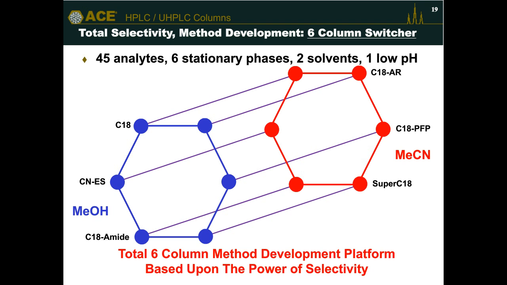So we actually have a 6-column, 2 solvent, normally 1 low acidic pH screen as our standard platform for all method development that we do. And this is our standard approach, our semi-automated screening protocol that we use for method development. And of course, this is based on selectivity. We're using the power of the column chemistry with the 2 different properties of the 2 organic solvents to help us resolve our compounds from each other.